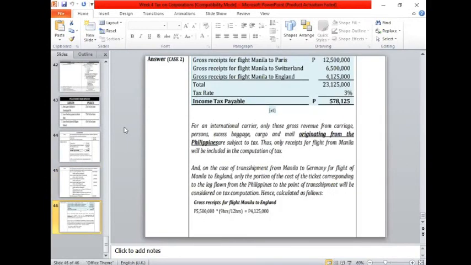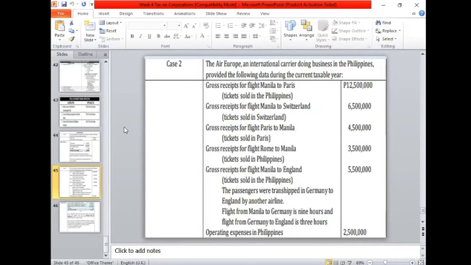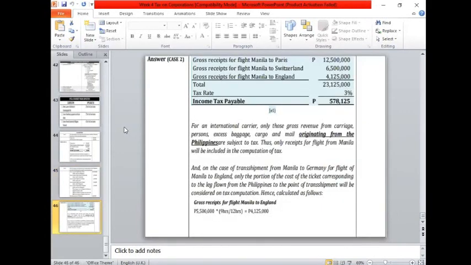So what's the total? The 12.5 million, the 6.5 million, and of course, the 5.5 million is supposed to be included, but because there's a transshipment, we have to compute the gross receipts for the flight from Manila to England. So from Manila to Germany, that's 9 hours. From Germany to England, that's 3 hours, with a total of 12 hours. So we have to compute 5.5 million multiplied by 9 hours divided by 12 hours. So the gross receipts is 4,125,000.